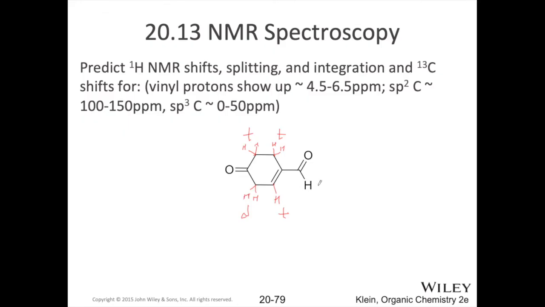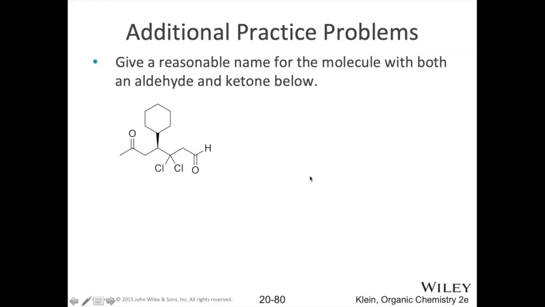Of course, don't forget we'll have a singlet somewhere around that 9 to 10 ppm range for this aldehyde proton as well. Right? Okay, and I believe that's it for this chapter.